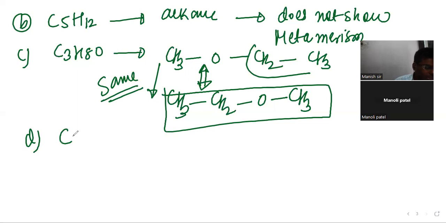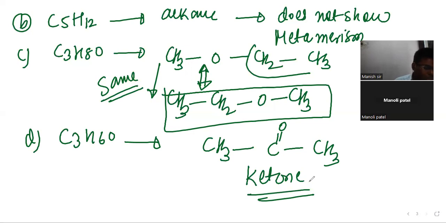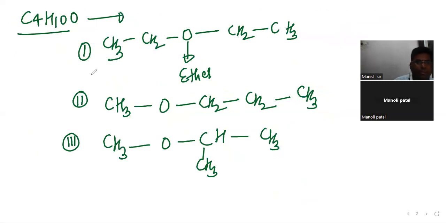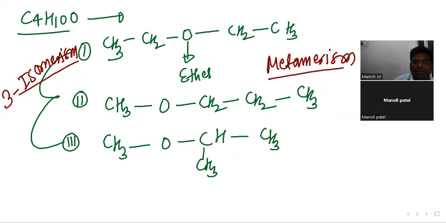Next one is D, which is C3H6O. This can be CH3-C=O-CH3, so it comes out in the ketonic form. Only one arrangement is possible. So your answer will be the first option, because it shows a maximum of three isomers of the type metamerism. So please write all the explanation.